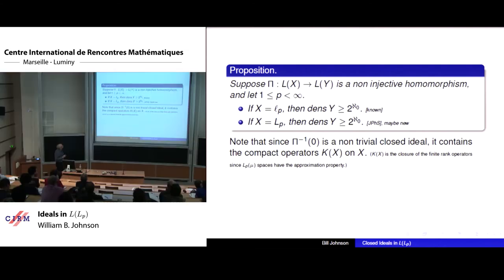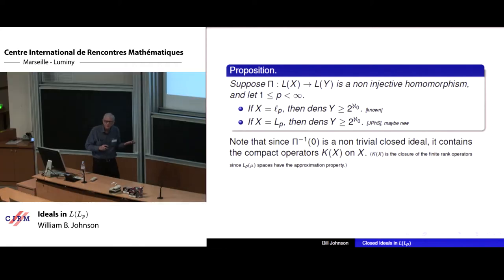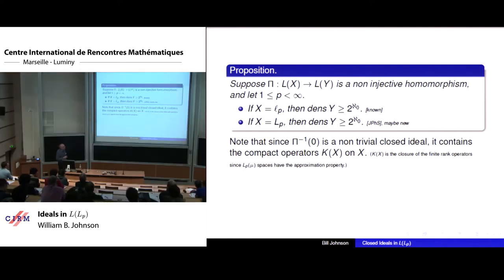When you take a kernel of a homomorphism, of course you get an ideal in the Banach algebra, a closed ideal. Now, if you look at a closed ideal of bounded operators on a Banach space, any non-zero ideal is going to contain finite rank operators. It contains one operator, and from that you get all finite rank operators. It has to be closed, so it has to contain the closure of the finite rank operators. So as long as you're dealing with spaces with the approximation property, if you take a non-injective homomorphism, the kernel has to contain at least the compact operators.